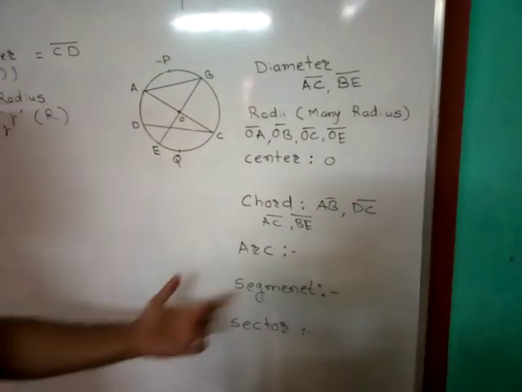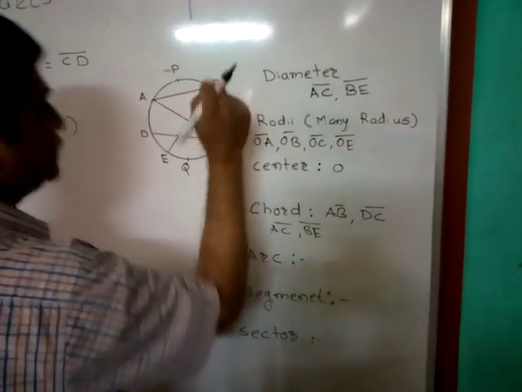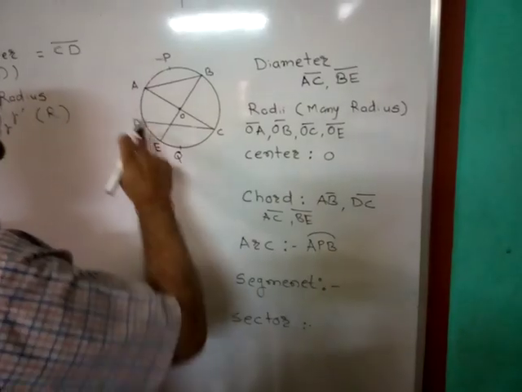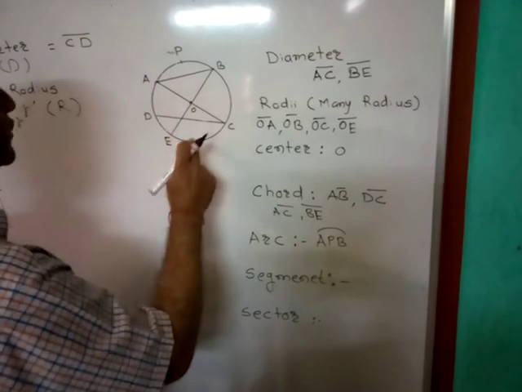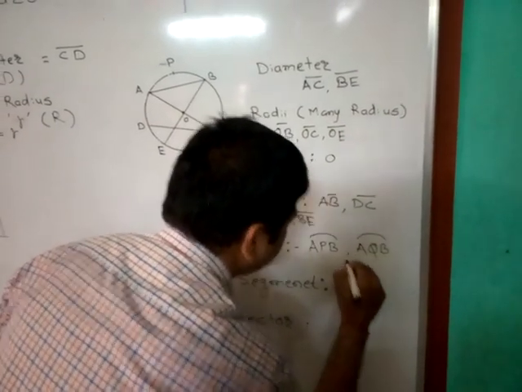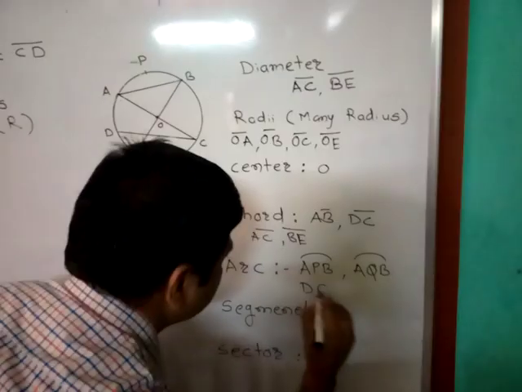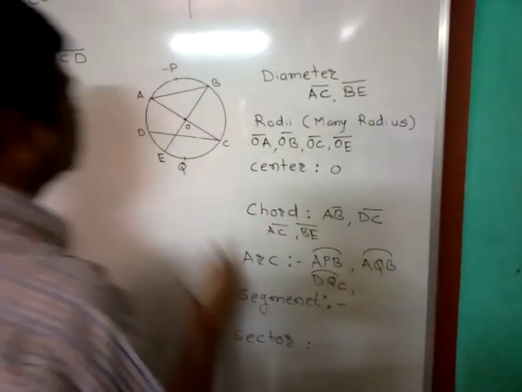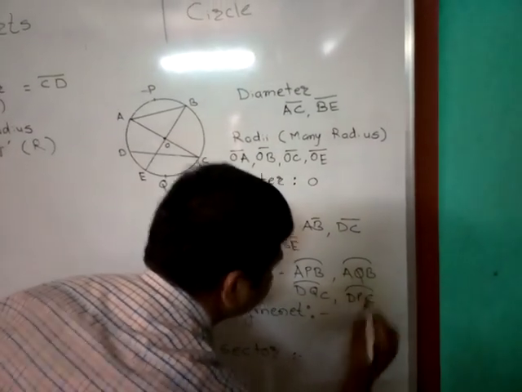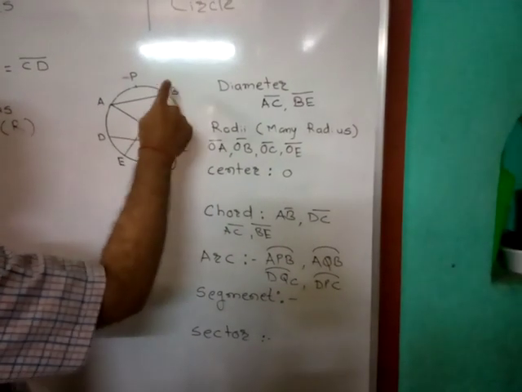Then it's said to find out the arcs of the circle. We can find that arc APB is an arc of a circle. It's a minor arc of the circle, while AQB is a major arc of the circle. Then we can find that DQC is another arc of the circle, while DPC is one more arc of the circle. Also, we have AEQ, then BCQ.